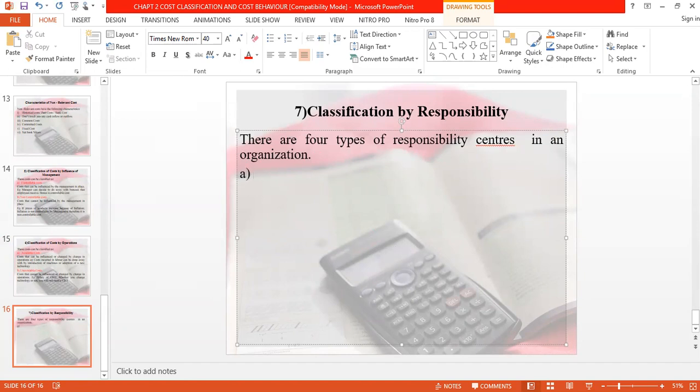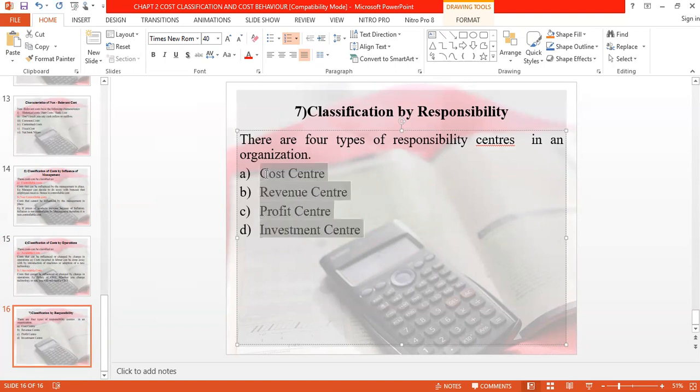Number A, we have what is called a cost center. Number B, we have what is called revenue center. Number C, we have what is called profit center. This is a very common question in exams. And number D, we have what is called investment center. So when we talk of centers or departments, there are 4 types: cost center, revenue center, profit center, or even investment center.